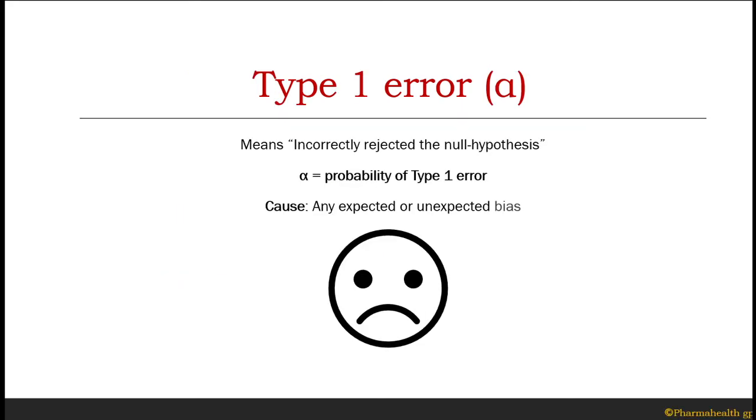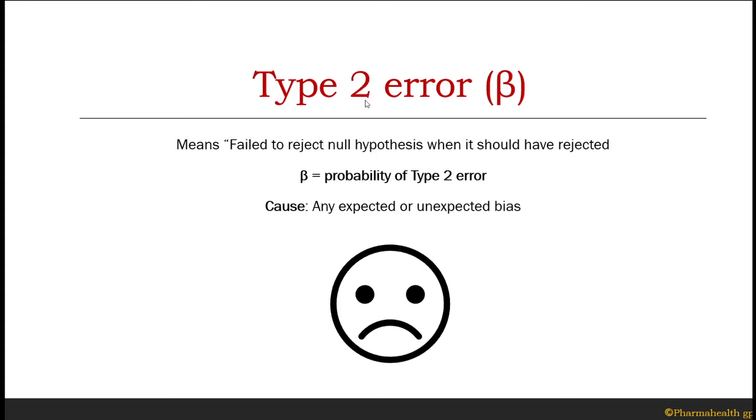Type 1 error. What does type 1 error mean? It means we have incorrectly rejected the null hypothesis. It is denoted by alpha, and alpha is the probability of type 1 error. So what are the causes associated with type 1 error? Any expected or unexpected bias in the experimentation can lead to type 1 error.